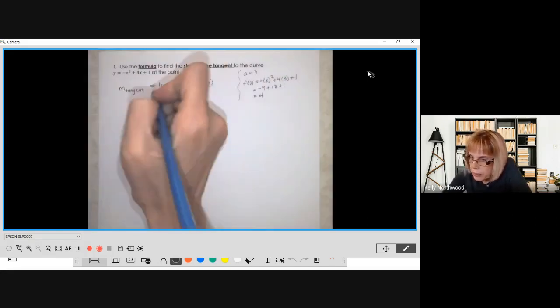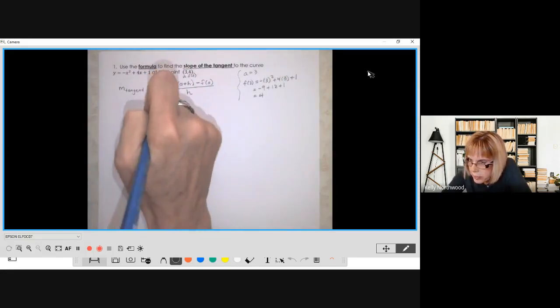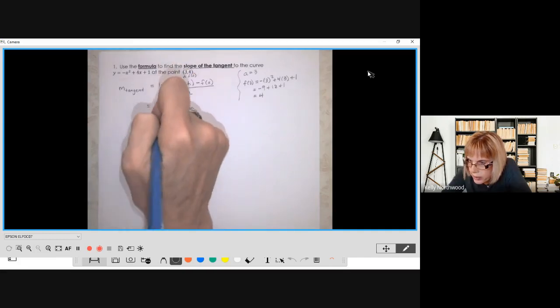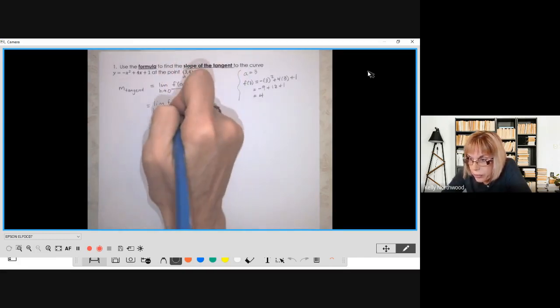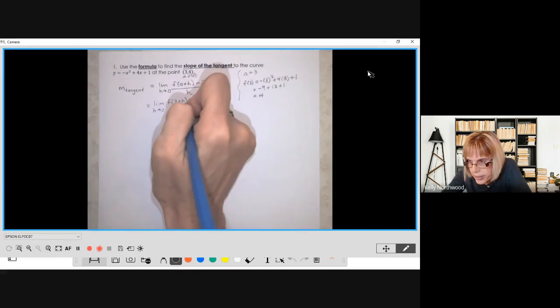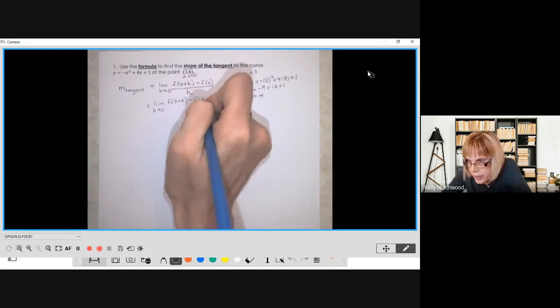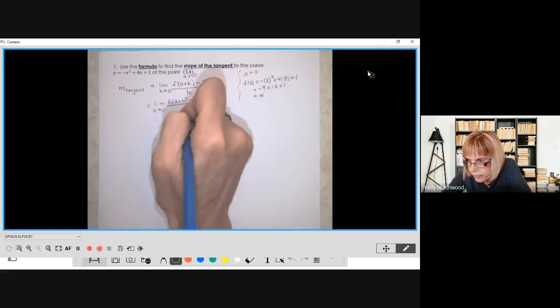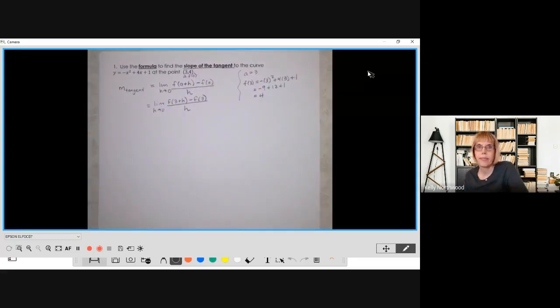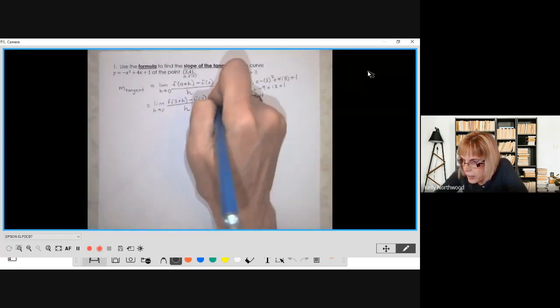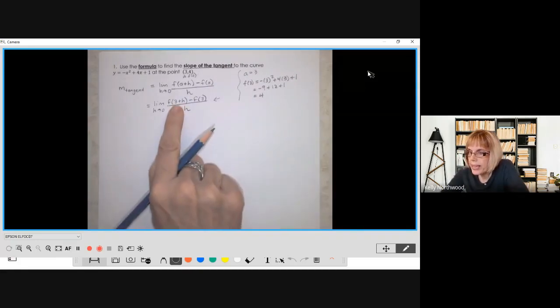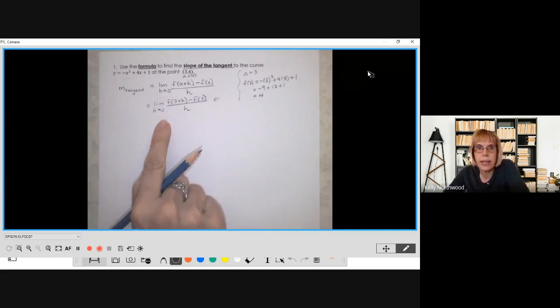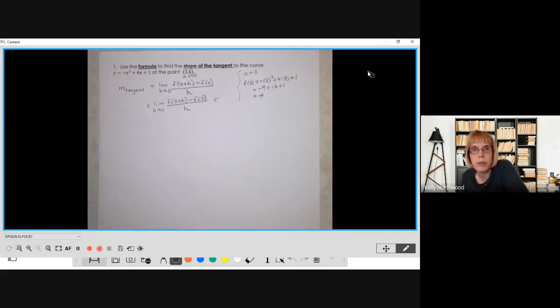So I can rewrite this now. The limit as h approaches 0 of f at 3 plus h, because a is 3, minus f at 3 over h. And you could definitely start at this step here. If you know that a is 3, rather than rewriting the formula, you could start here with m tangent equals the limit as h approaches 0 of f at 3 plus h minus f at 3 over h.